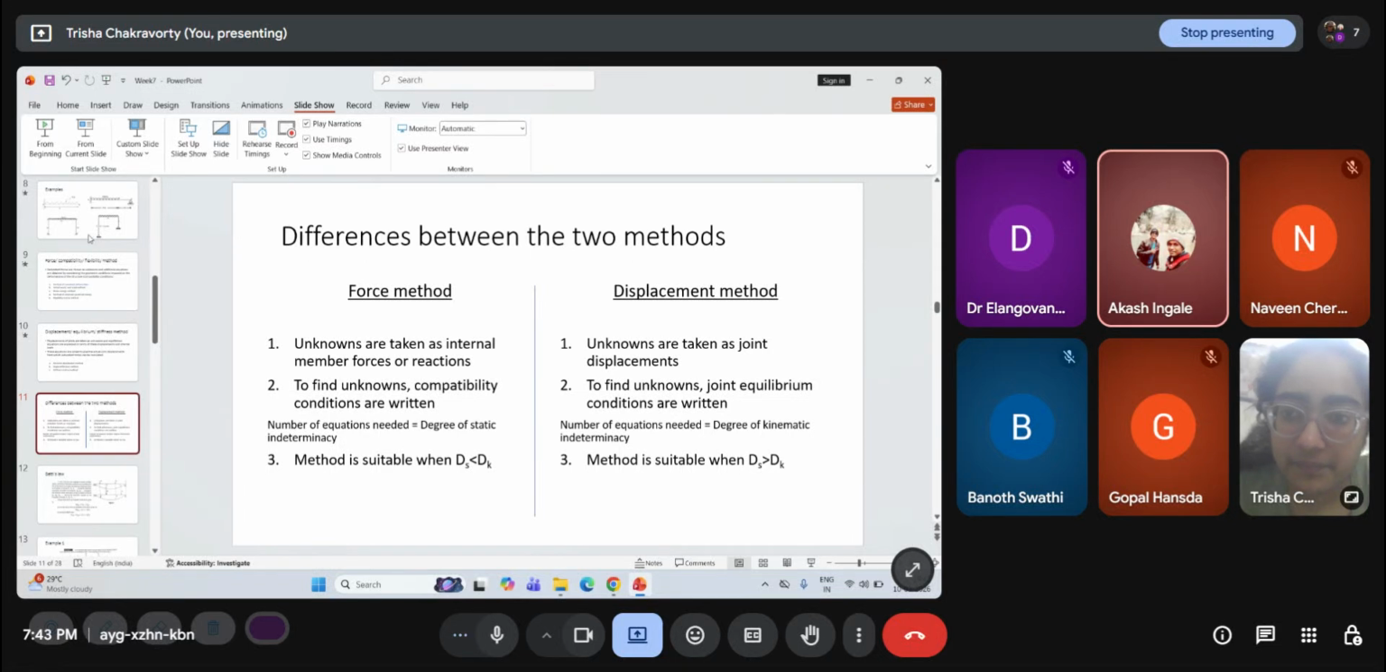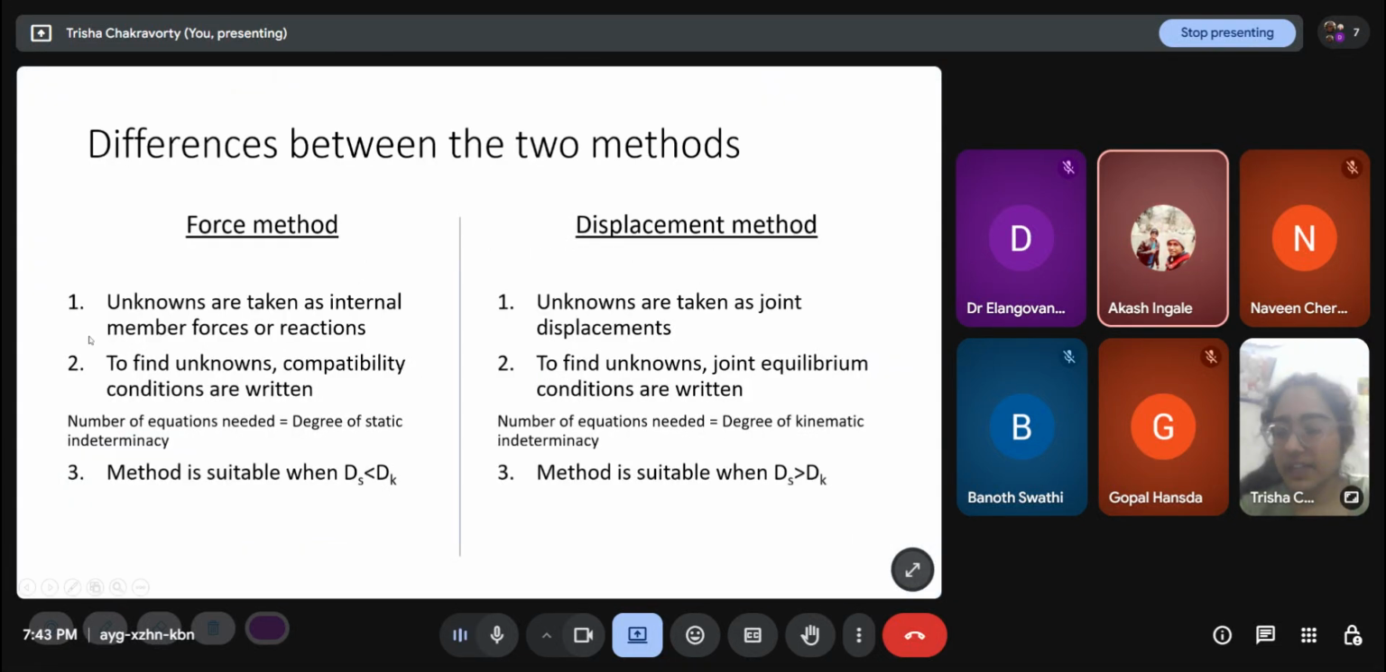Okay, so now that we have seen an example of the propped cantilever beam, how we solve using the force method, you can understand that the unknowns are taken as internal member forces or reactions. What we did for a propped cantilever was, I assumed that the vertical reaction provided by the roller support is an unknown, named it RB, and removed it from the structure. So this is the first step. And the second step is to find the unknown: compatibility conditions are written.